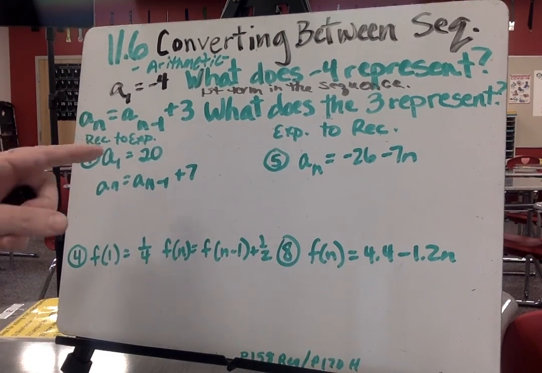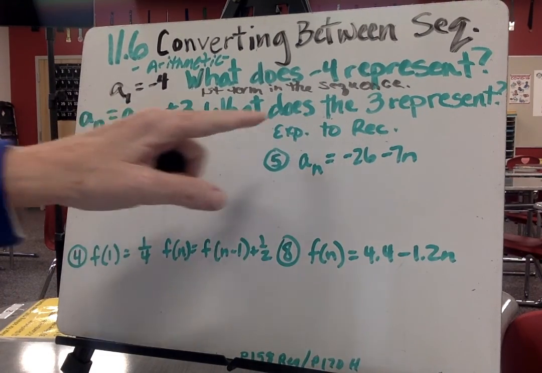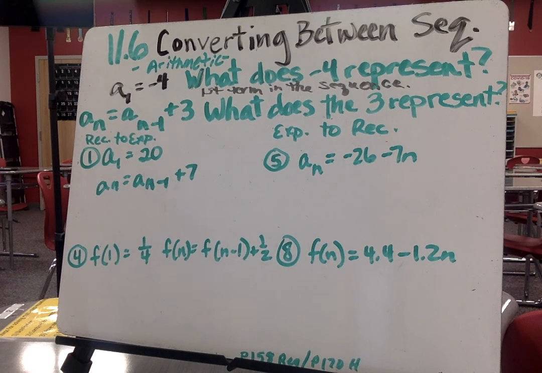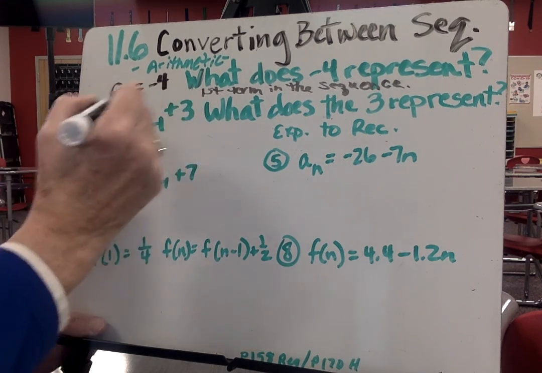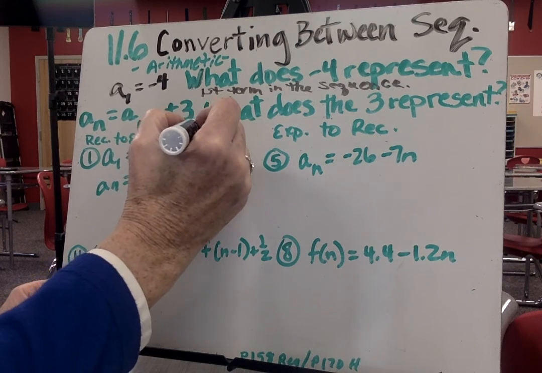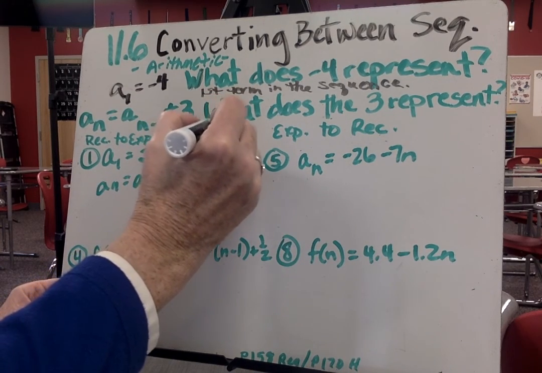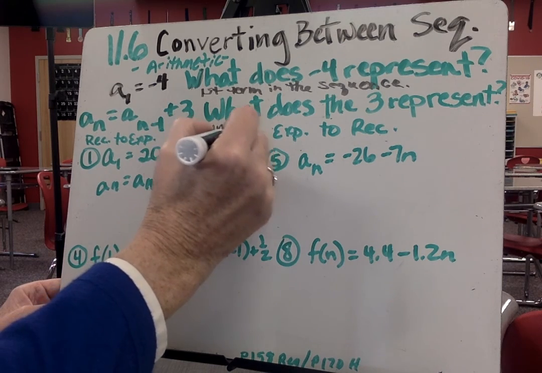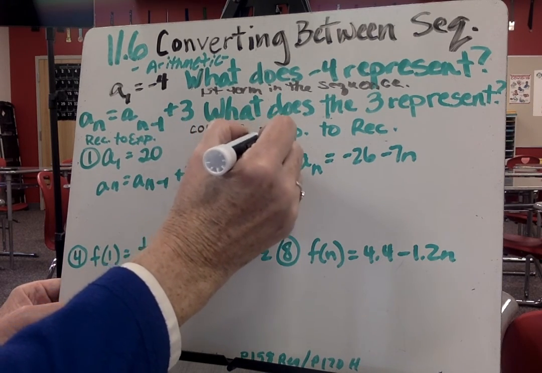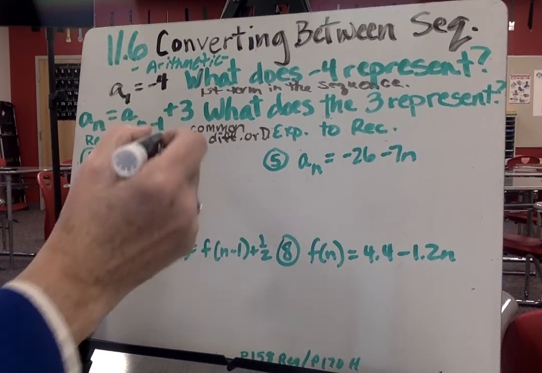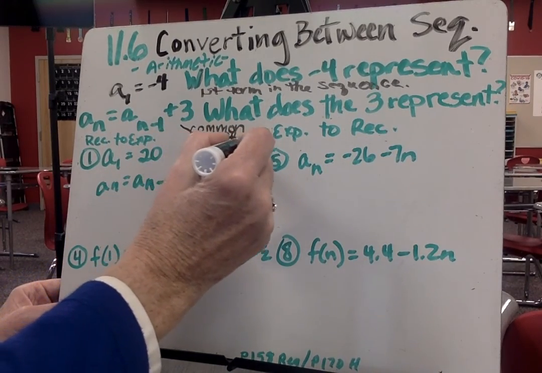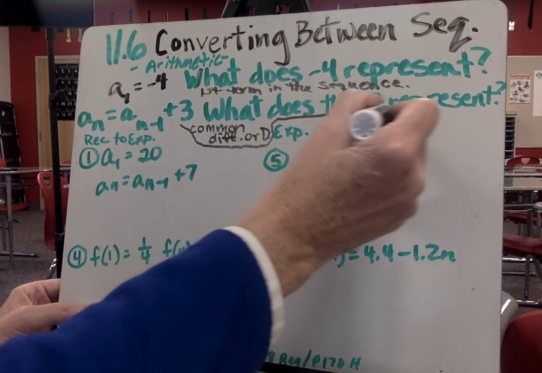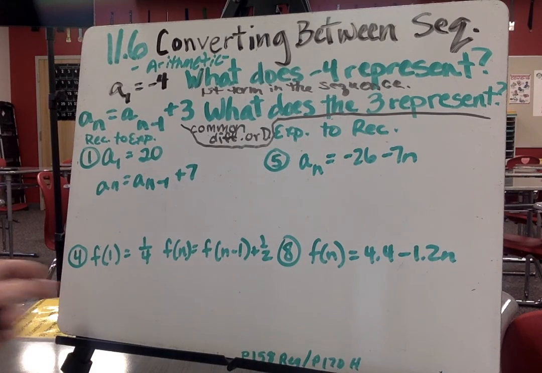Okay, and then since it has a plus 3, what does the 3 represent? And that is, since it's an arithmetic sequence, it's the common difference, or D. Okay, so again, that is part of that question up there at the top. Okay, now we are going to go from recursive to explicit formula.